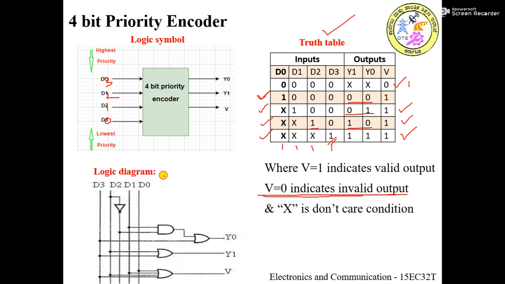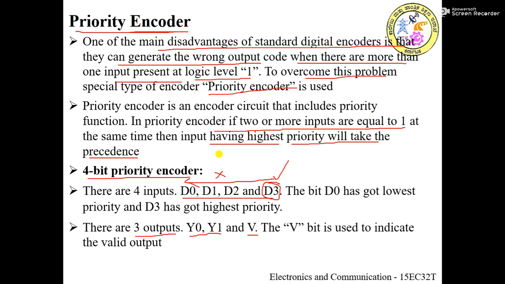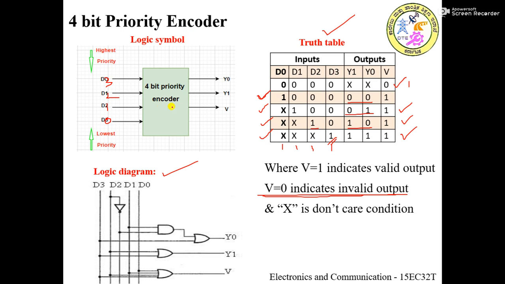And this is the logic diagram for a 4-bit priority encoder. This is an important question in your examination. You have to write the background first, why the priority encoder is introduced. Then you have to illustrate the priority encoder with an example. Normally a 4-bit standard priority encoder is illustrated with its logic symbol and truth table. You have to give the explanation.